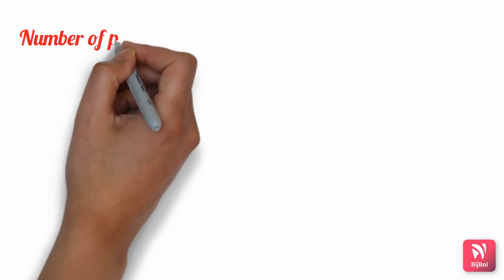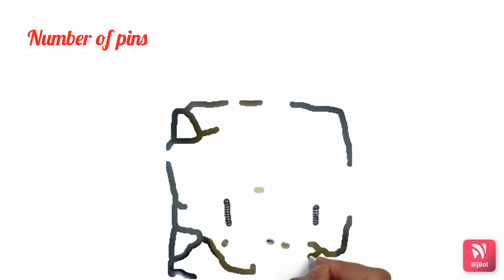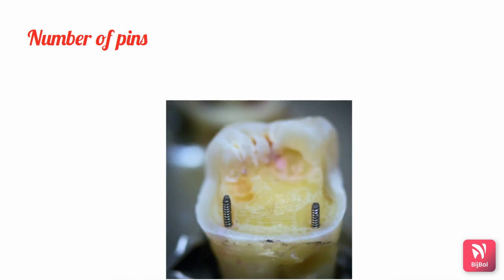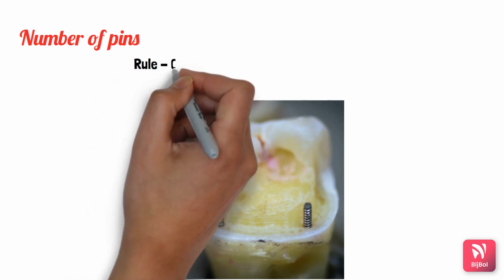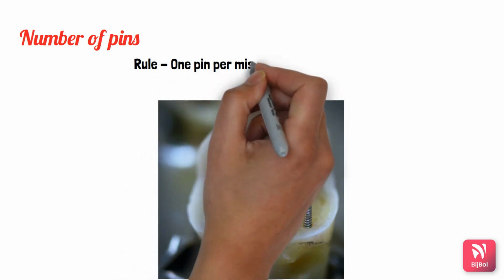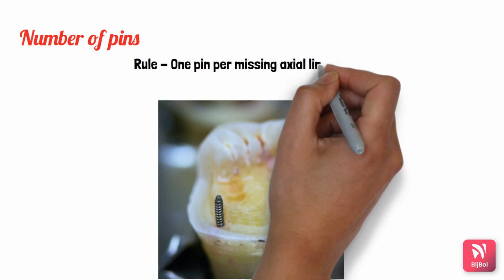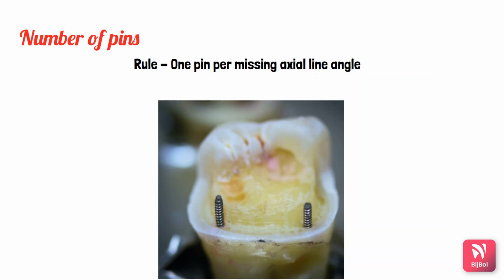And if you see the number of pins, how do you decide this tooth requires this many pins? So we have a few factors which help in deciding the number of pins to be placed in a given situation. That is the amount of tooth structure missing, amount of dentin available, the size of the pin, and the amount of retention needed. So as far as possible, fewer pins should always be preferred, and the rule is to place one pin for one missing axial line angle. This is because placing more pins can weaken both the tooth as well as the amalgam restoration.